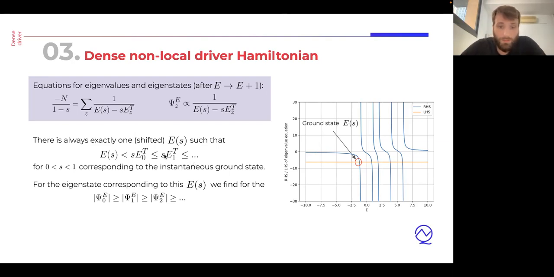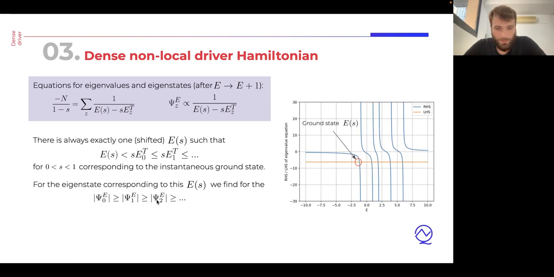And if we now combine this knowledge with the equation that we get for the amplitudes of the instantaneous ground state, then it's easy to see that if we take the magnitude of these amplitudes, they will be ordered as such. The largest contribution to the instantaneous ground state will come from the target ground state. Then the second largest contribution will come from the target first excited state, and so on, in decaying order.